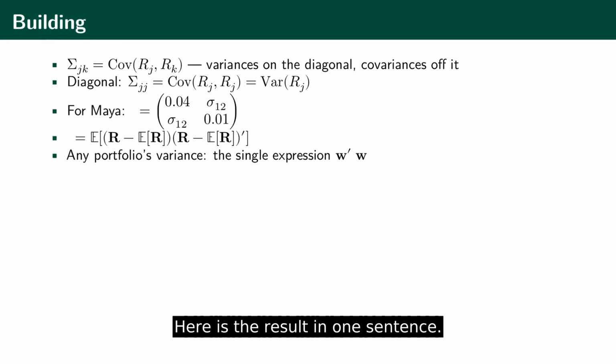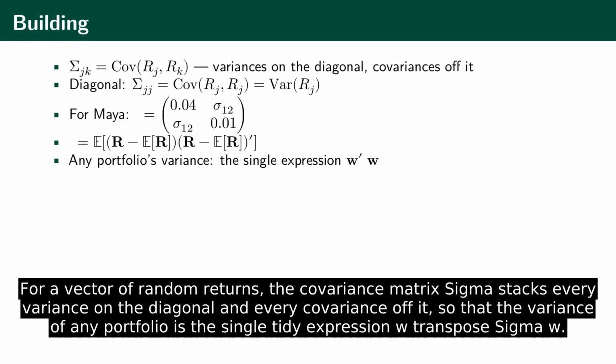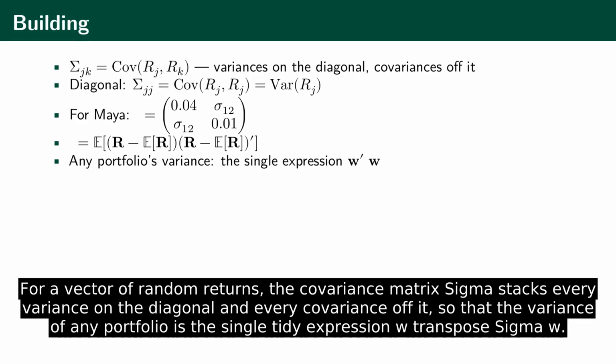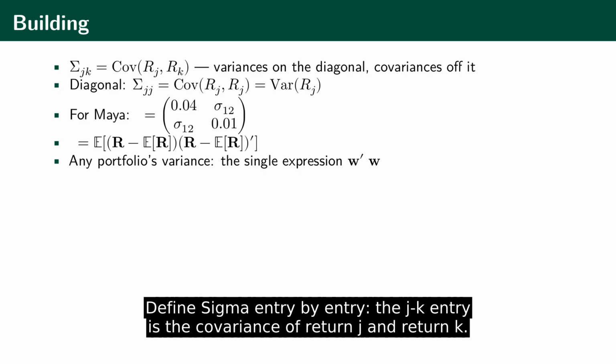Here is the result in one sentence. For a vector of random returns, the covariance matrix sigma stacks every variance on the diagonal and every covariance off it, so that the variance of any portfolio is the single tidy expression W transpose sigma W.